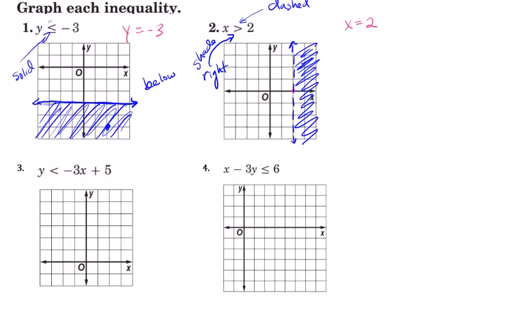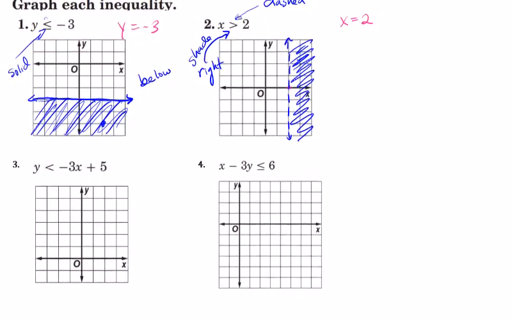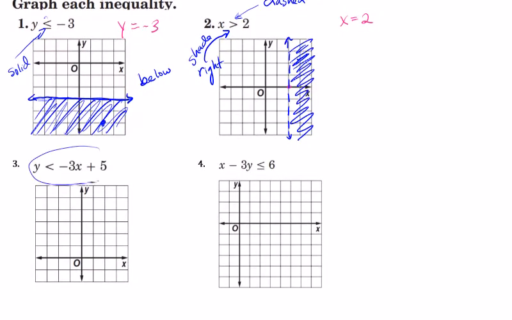So let's take a look at number 3. So here we have actual y equals mx plus b format, right? So I'm going to start by plotting the y-intercept, which is 5, 1, 2, 3, 4, 5. Okay. Then I'm going to use the slope to find the next point. So this is -3, so I can think of that as -3 over 1, right? So I'm going to go down 3, 1, 2, 3, and over 1 to the right. So that's how I find the next point.